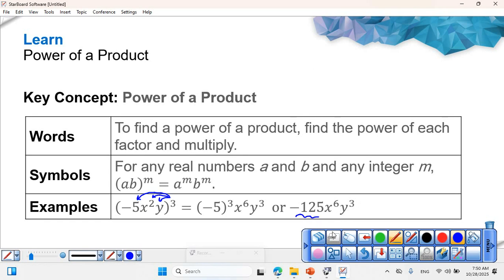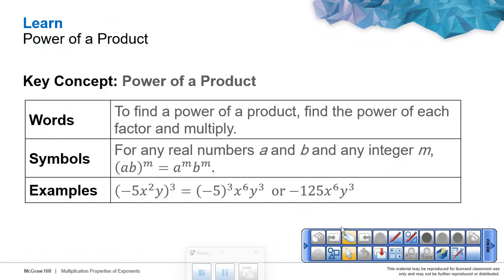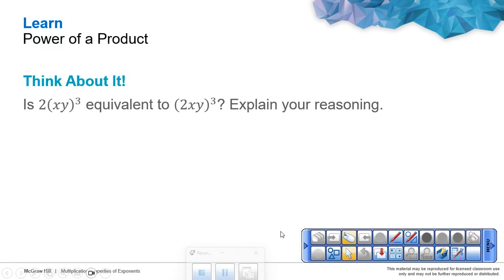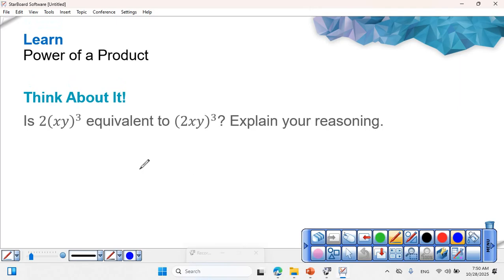Let's move to the next example. I think here, this example, the same here, as you see, 2 times xy, to the power 3, is equal to 2x y to the power 3? I think it isn't equal. Why? Because let's start here. We can distribute the exponent to all the components inside the product.